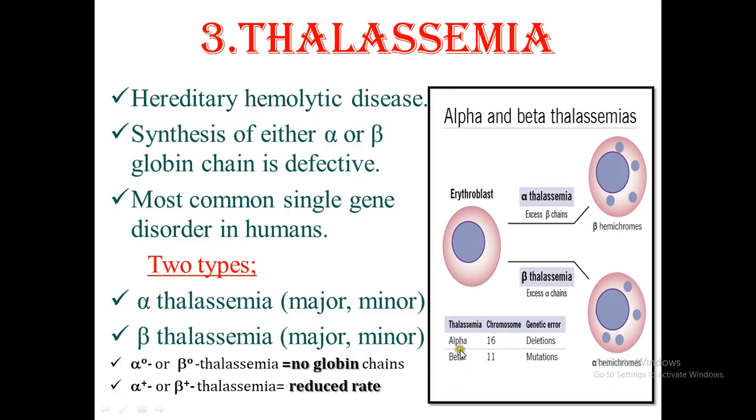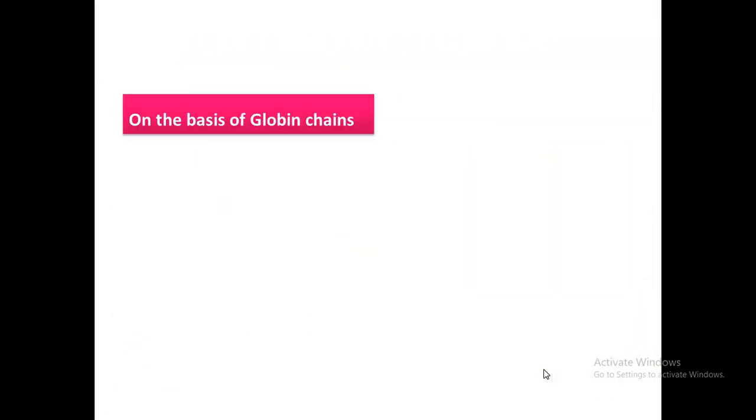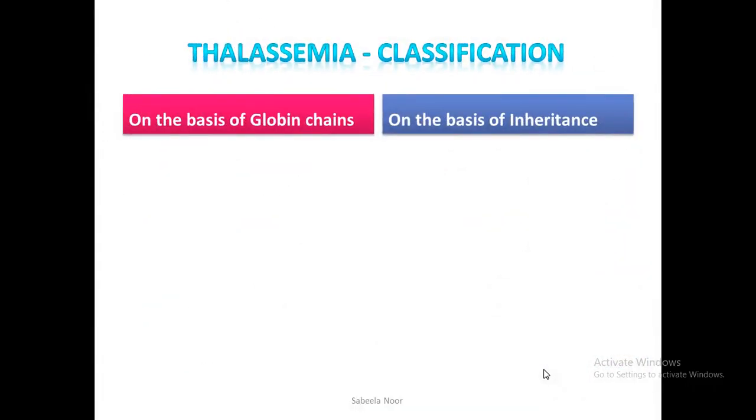Where is the defect? In alpha thalassemia the defect lies on chromosome 16. The genetic error is deletion. In beta thalassemia the defect lies on chromosome 11 and the genetic error is mutation. Thalassemia classification therefore can be done on the basis of globin chains or on the basis of inheritance.